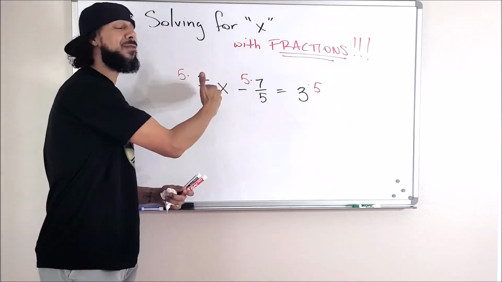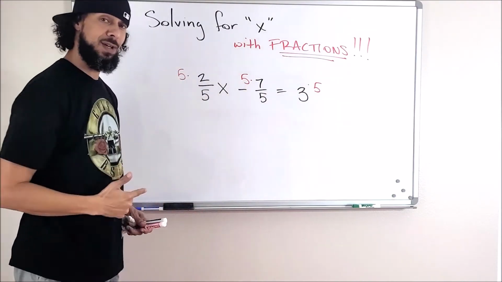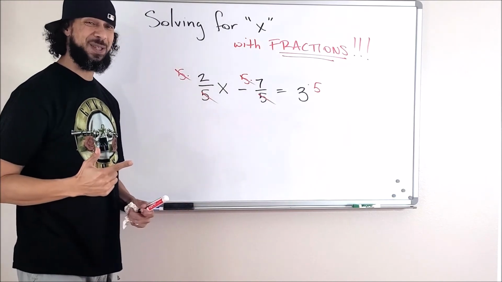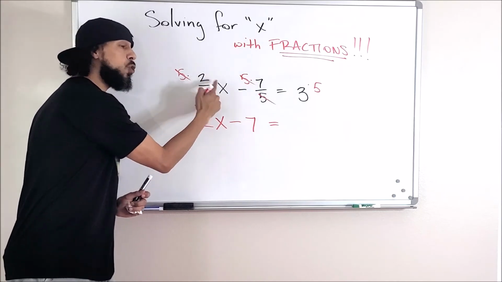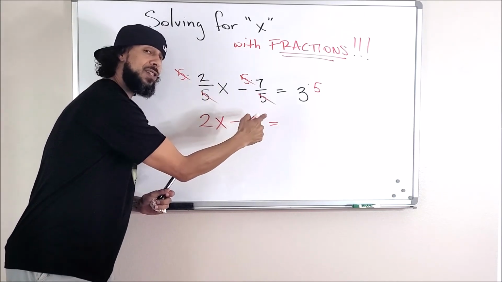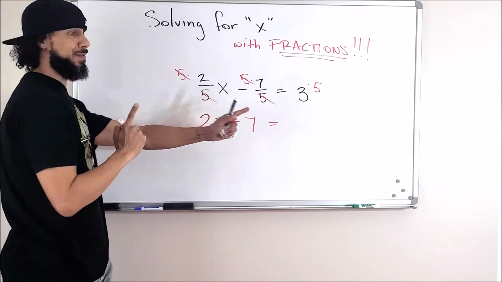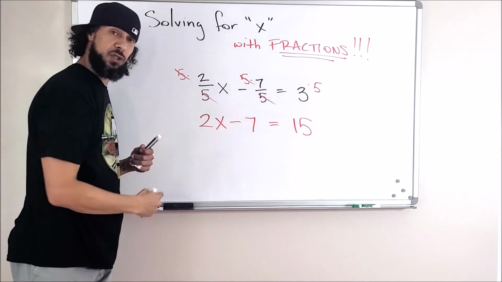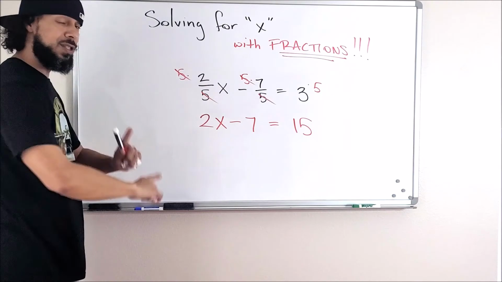I took every single term and I multiplied every single term by that 5. So what happens to these 5s? Of course, that's exactly what happens to those 5s. And what do we have left? These 5s cancel, leaving me with 2x. Those 5s cancel, leaving me with -7. And then, of course, on the other side, 3 times 5 is 15. Exactly right. And then I would just solve this as normal. Add 7 to both sides, divide by 2, solved.